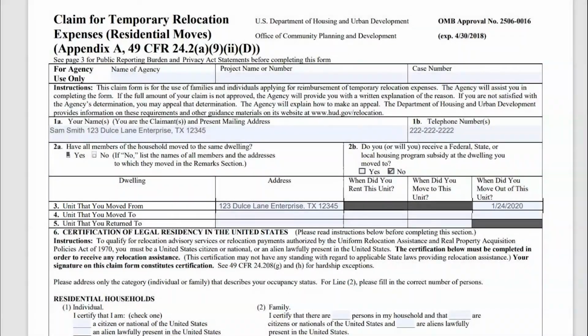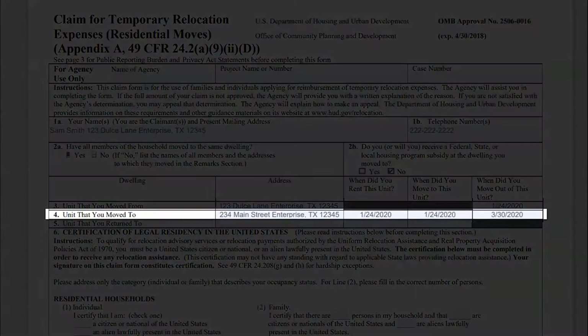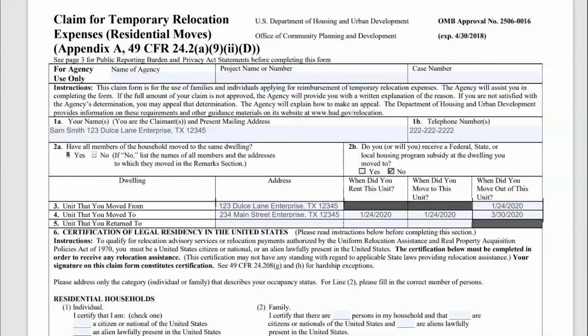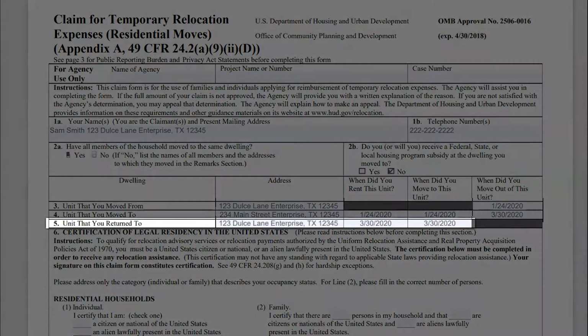In cell 4, enter the address of the unit the claimant is temporarily being moved to. Also enter the date the claimant rented the unit and the date the claimant moved into and then out of the unit. In cell 5, enter the address of the unit the claimant has returned to permanently. Enter the date the claimant moved into this unit and the date they rented the unit.